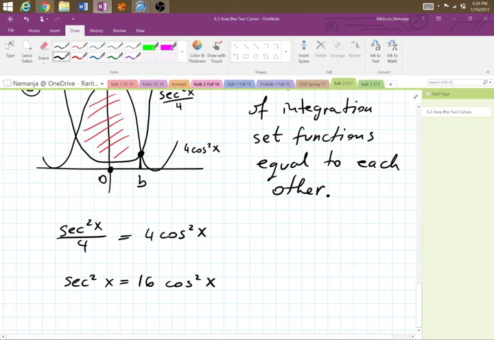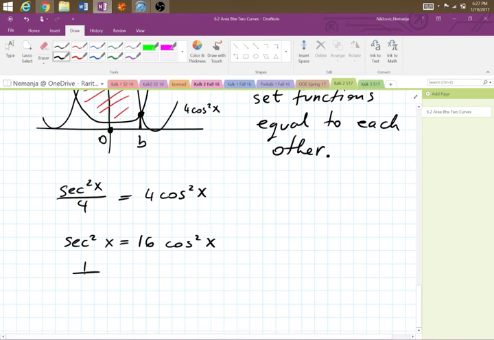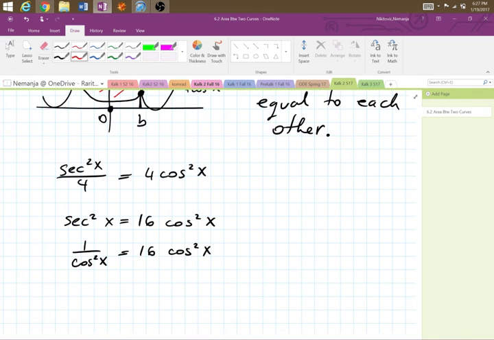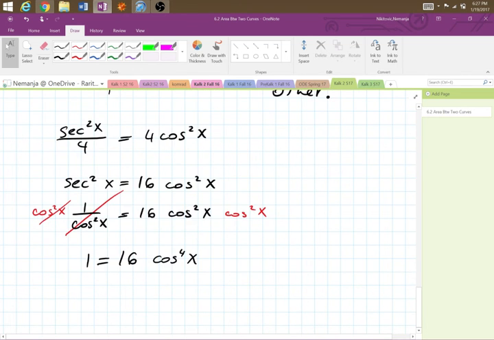Yes. Nice. So secant squared x is 1 over cosine squared x. And we will multiply both sides by cosine squared x. Kill. So we get that 1 is equal to 16 cosine to the 4th x. Now what? Divide by 16. So cosine to the 4th x is equal to 1 over 16.